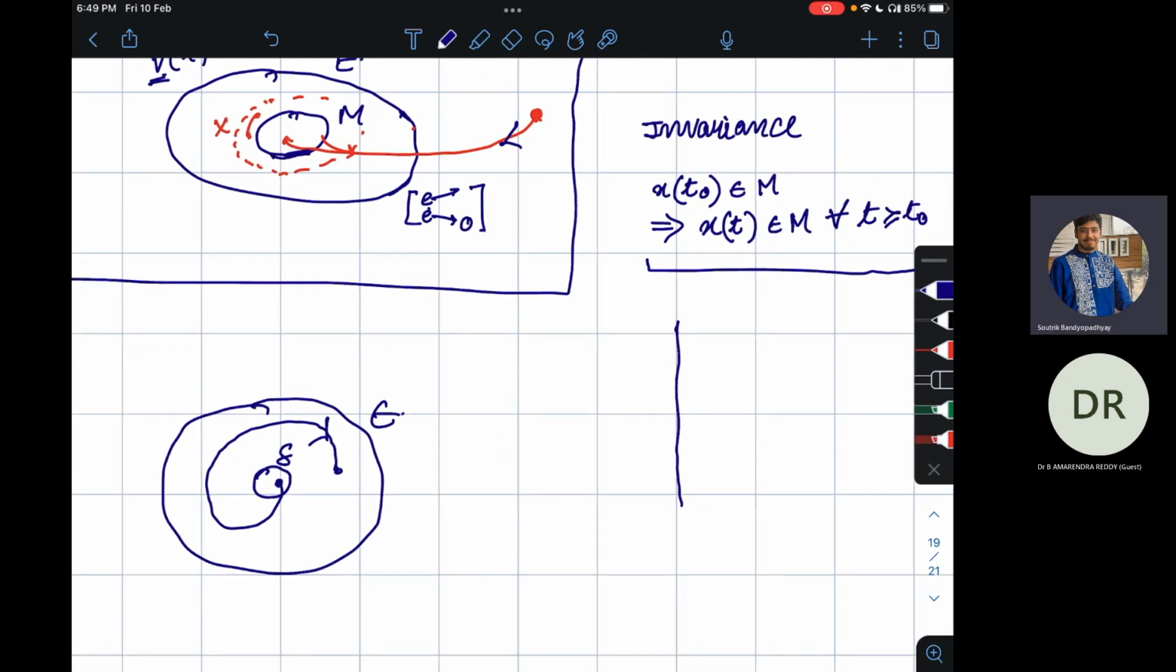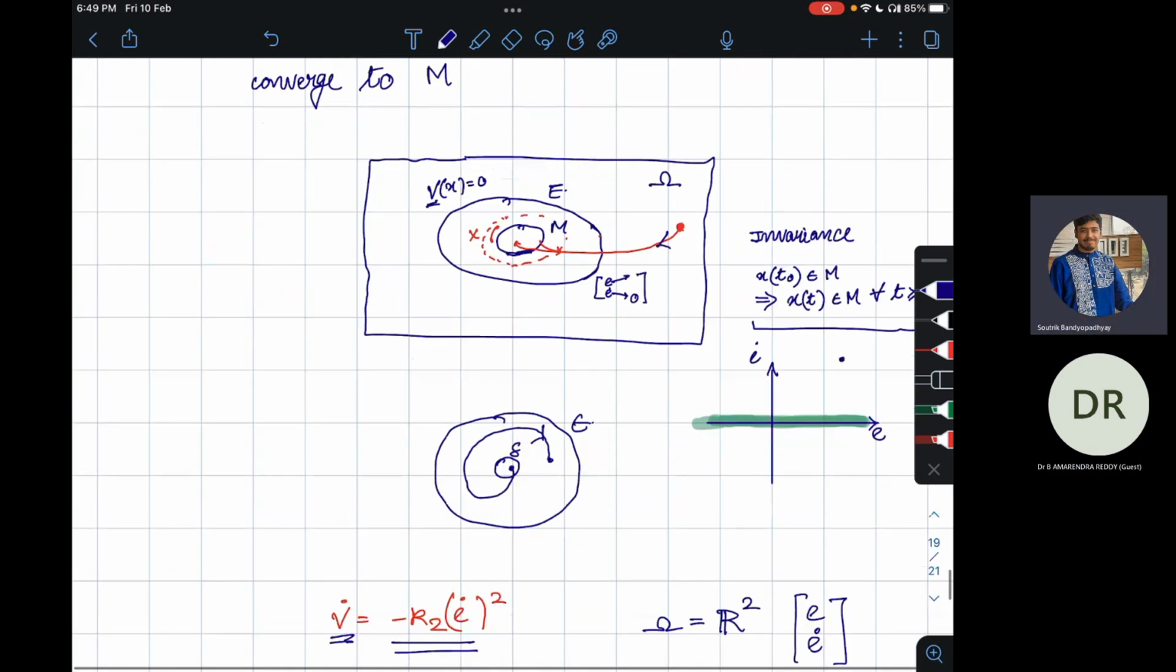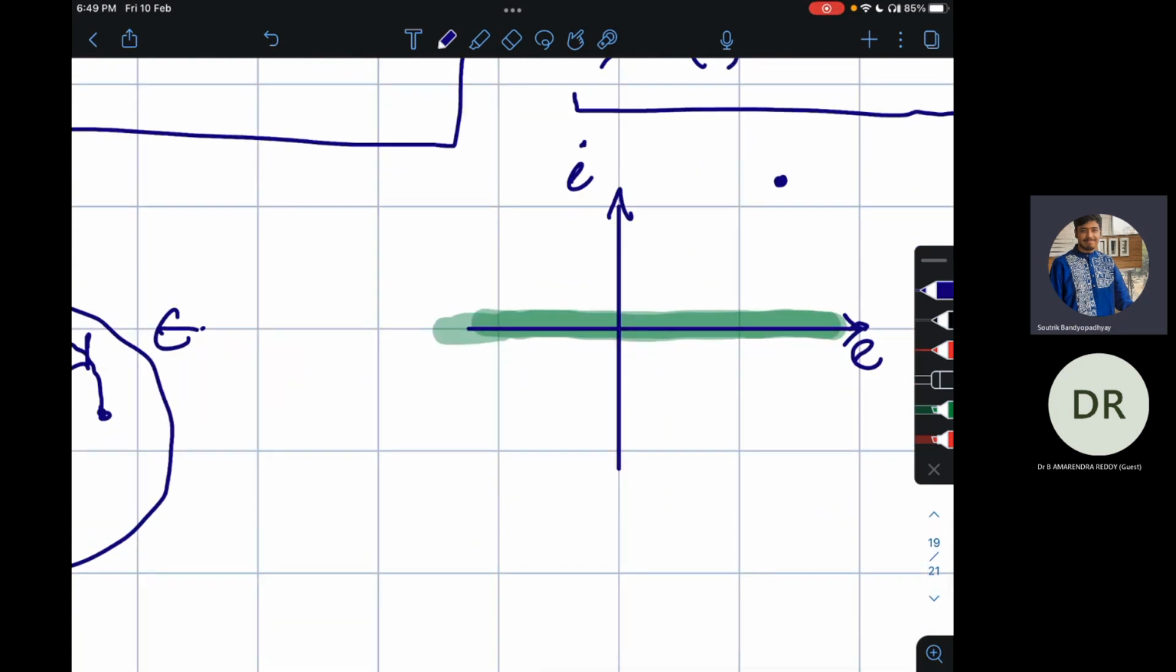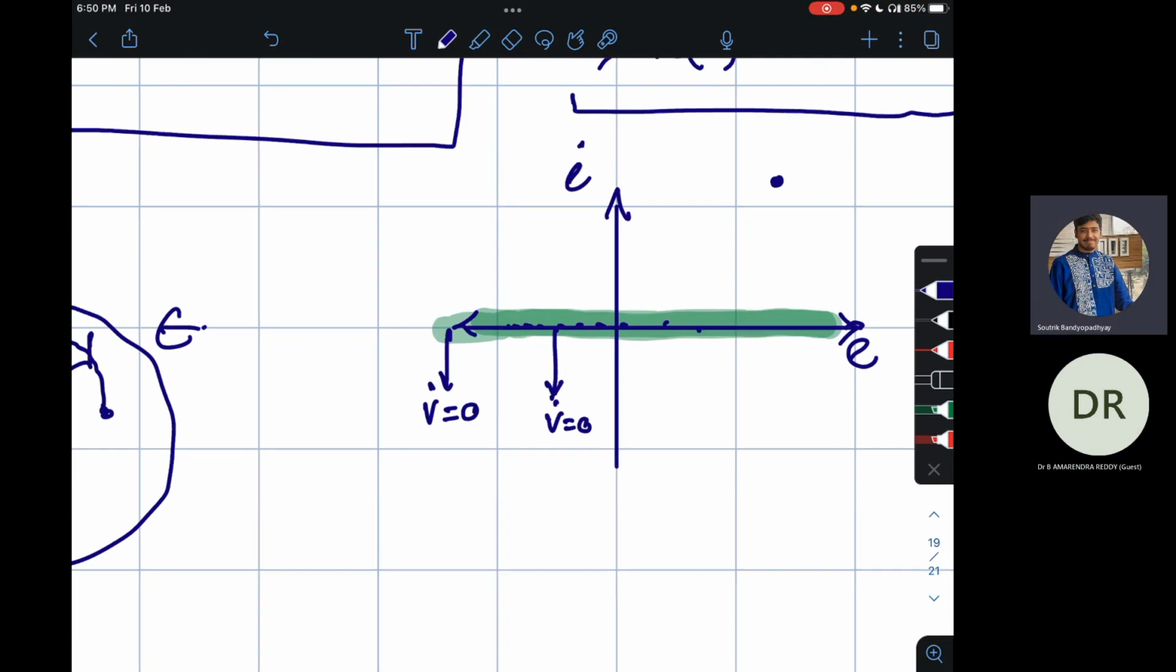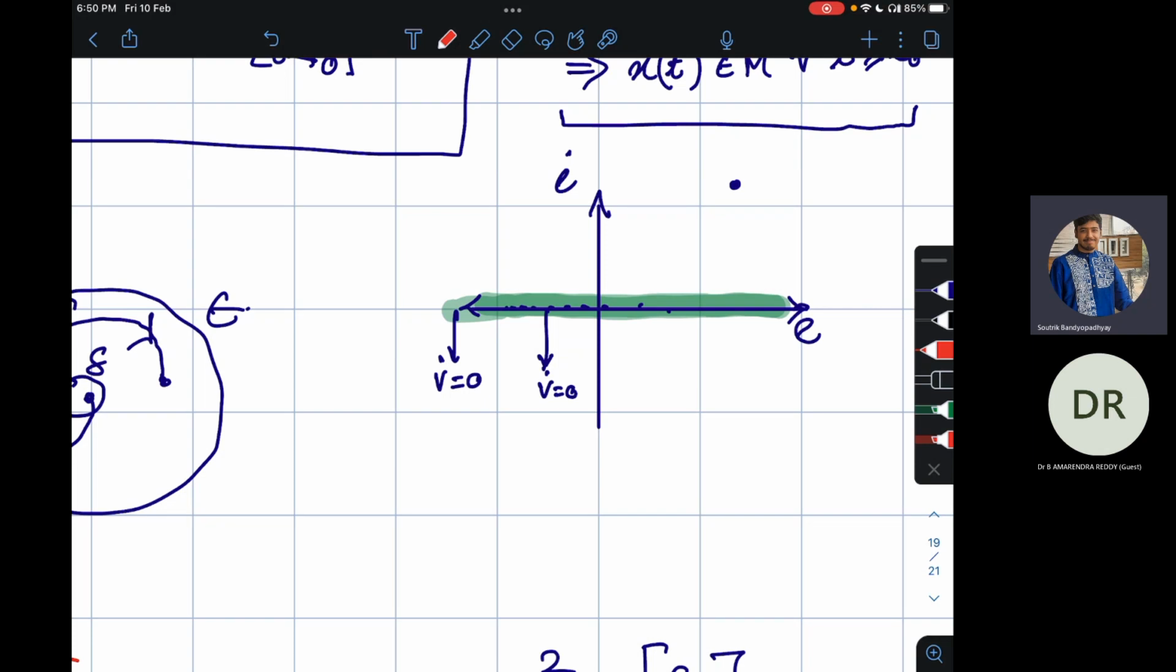So if you look at this two-dimensional case, right? E and E dot, so this entire green line is the area, right? So suppose I start from here. What it says is that in this zone where E can take any value but E dot is 0, here everywhere this V dot is equal to 0. But outside this line, there is a tendency to come down to this line, right?